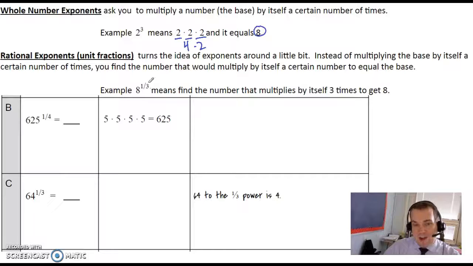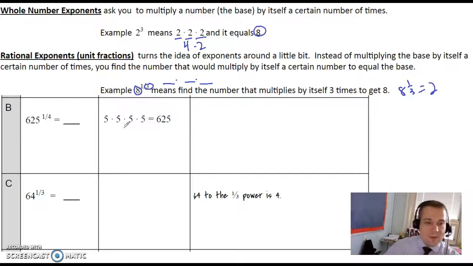When we have a fractional exponent, it takes that idea of an exponent and kind of flips it over and says, instead of multiplying this by itself a certain number of times, we're trying to look for a number that multiplies by itself to give us the base. So for example, if I see 8 to the 1/3, what I should be thinking about is what number multiplies by itself 3 times to give me that base of 8. So 8 to the 1/3 would equal 2, because 2 times 2 times 2 would make that 8.